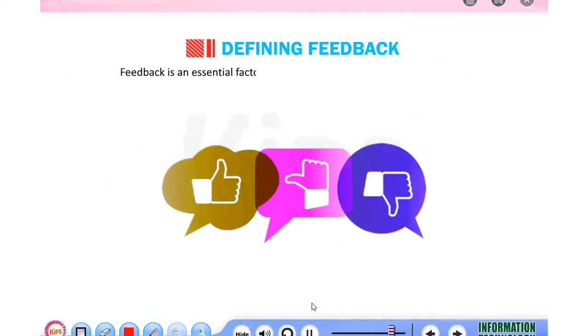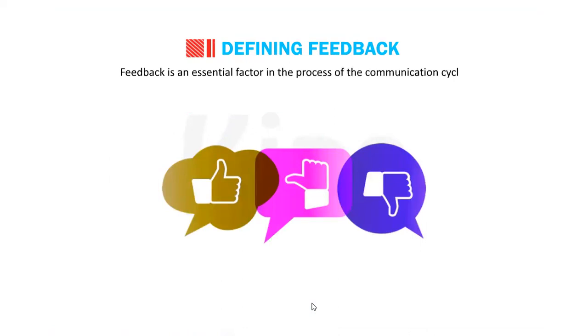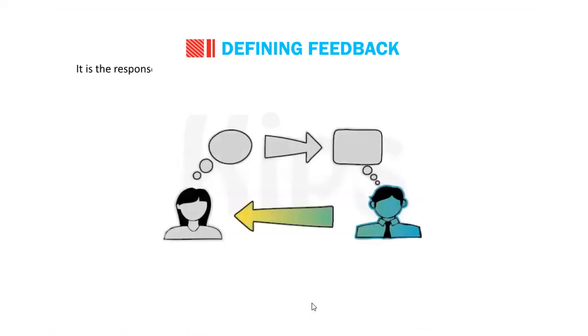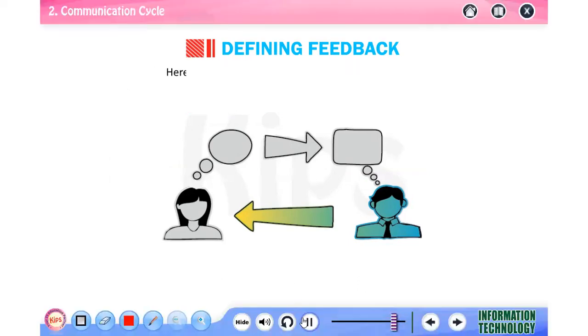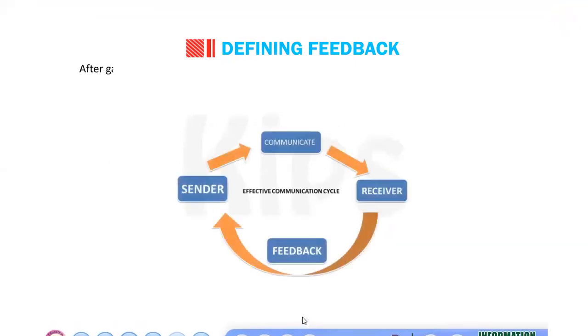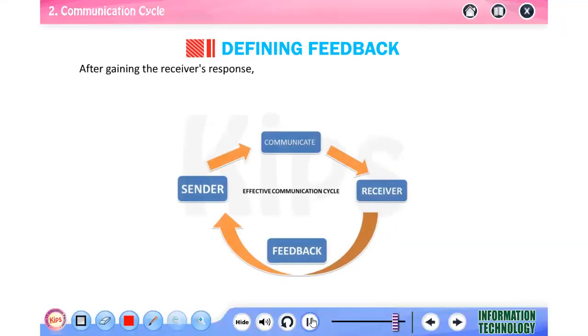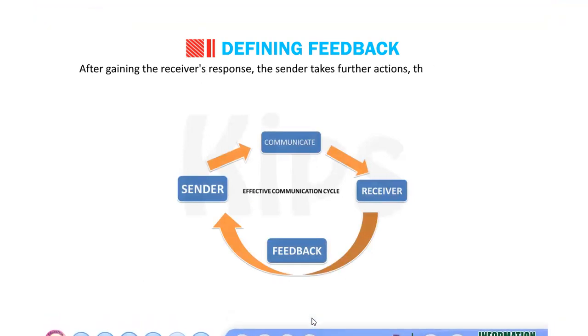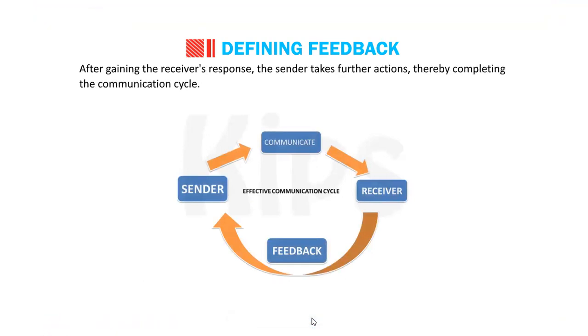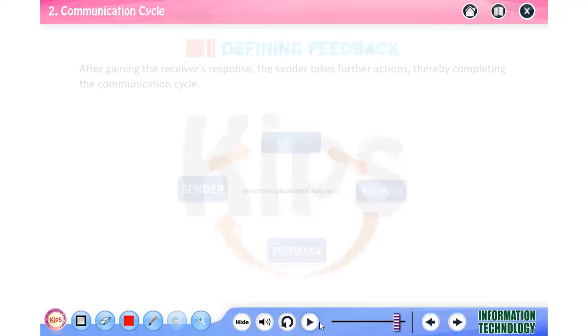Defining feedback. Feedback is an essential factor in the process of the communication cycle. It is the response or reaction of the receiver to the sender after perceiving or understanding the message. Here, the receiver becomes the sender and vice versa. After taking the receiver's response, the sender takes further action, thereby completing the communication cycle. Yes, feedback is an essential factor in the process of the communication cycle. Yes, the main thing is feedback.